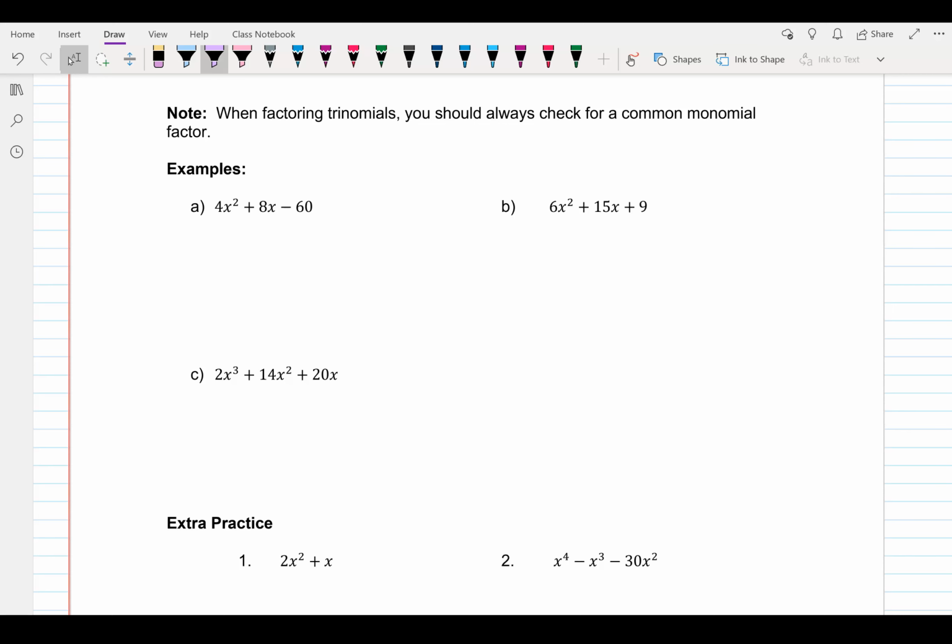So it says here, and this is a really important note that's going to come up over and over again: when factoring trinomials, you should always check for a common monomial factor first. Really it should say do that first. So before you start, try to factor out a common factor. And that will make your life much, much easier. It'll make the problems come out a lot easier and allow you to do less work. It's always better to have to do less work.